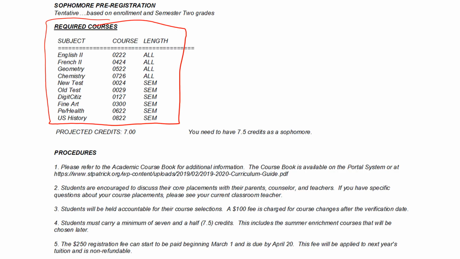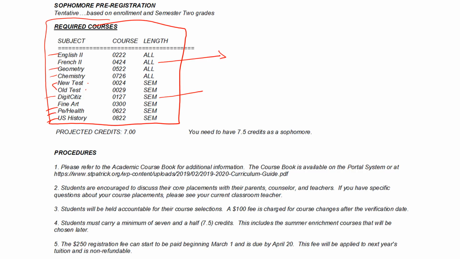So things like everyone will take a year of English, everyone will take a year of geometry, everyone will take a year of chemistry, everyone has a year of religion that's divided into 2 semesters, one of Old Testament, one of New Testament. Everyone will have a semester of digital citizenship. That's a new course, which we'll talk about momentarily. Everyone has a fine art option. Everyone takes a semester of PE, and everyone has a semester of U.S. history.